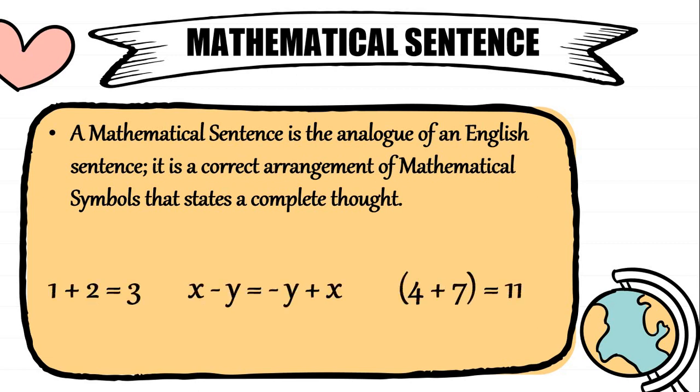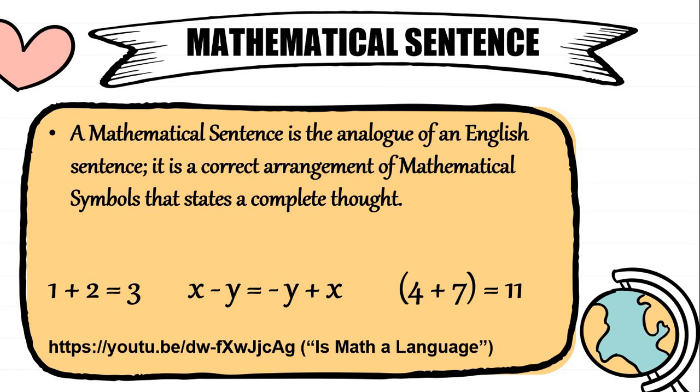For example, 1 plus 2 is equal to 3. It is a mathematical statement with a complete thought, pertaining to the addition of 1 and 2 that is equal to 3. Just like x minus y is equal to negative y plus x. And then we have the quantity 4 plus 7 is equal to 11. Moving on, if you want to learn more about mathematical sentences, you can visit this site, Is Math a Language? That is the title of the video included in this YouTube link.